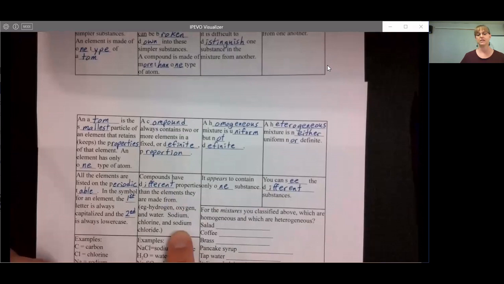Another example, sodium, pure sodium. Now, when you say sodium, you mean table salt. But when a chemist says sodium, they mean metallic sodium, pure sodium.